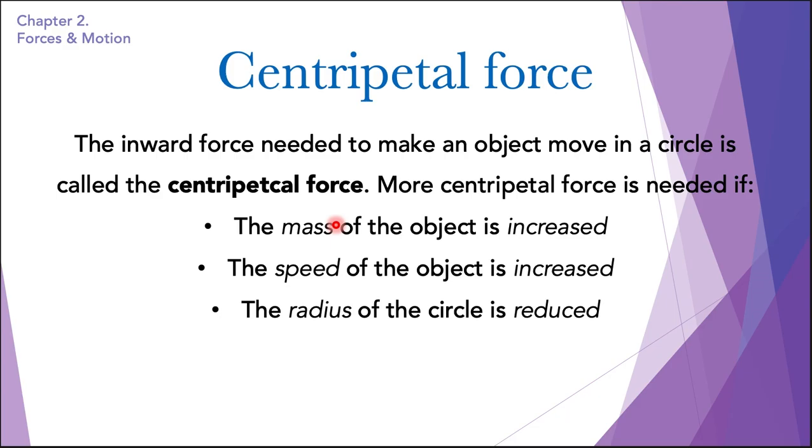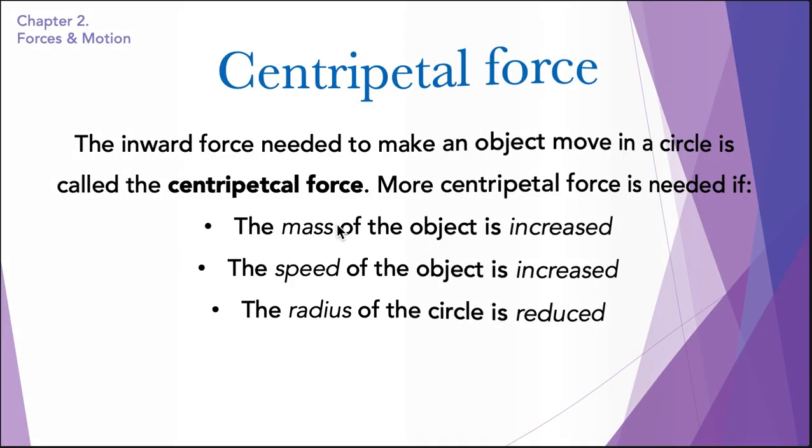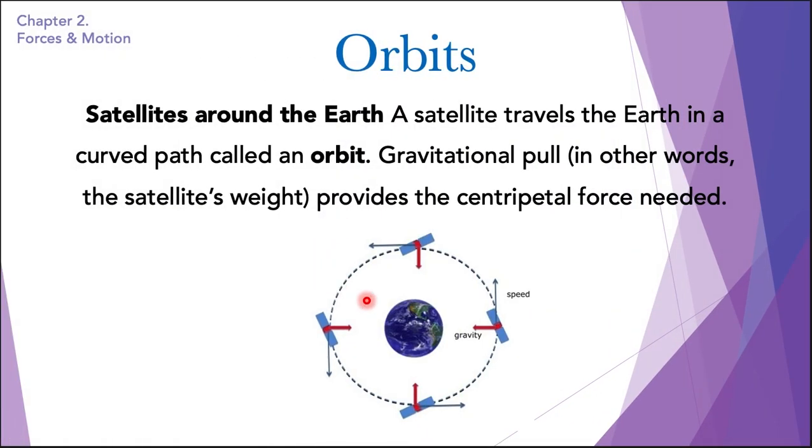Now let's look at some examples of the centripetal forces. The first example is orbits. Examples of orbits are satellites around the Earth and the many different planets around the Sun. Anyways, let's start with satellites around the Earth. A satellite travels around the Earth in a curved path called an orbit. This is an orbit. Gravitational pull, in other words the satellite's weight, provides the centripetal force needed.